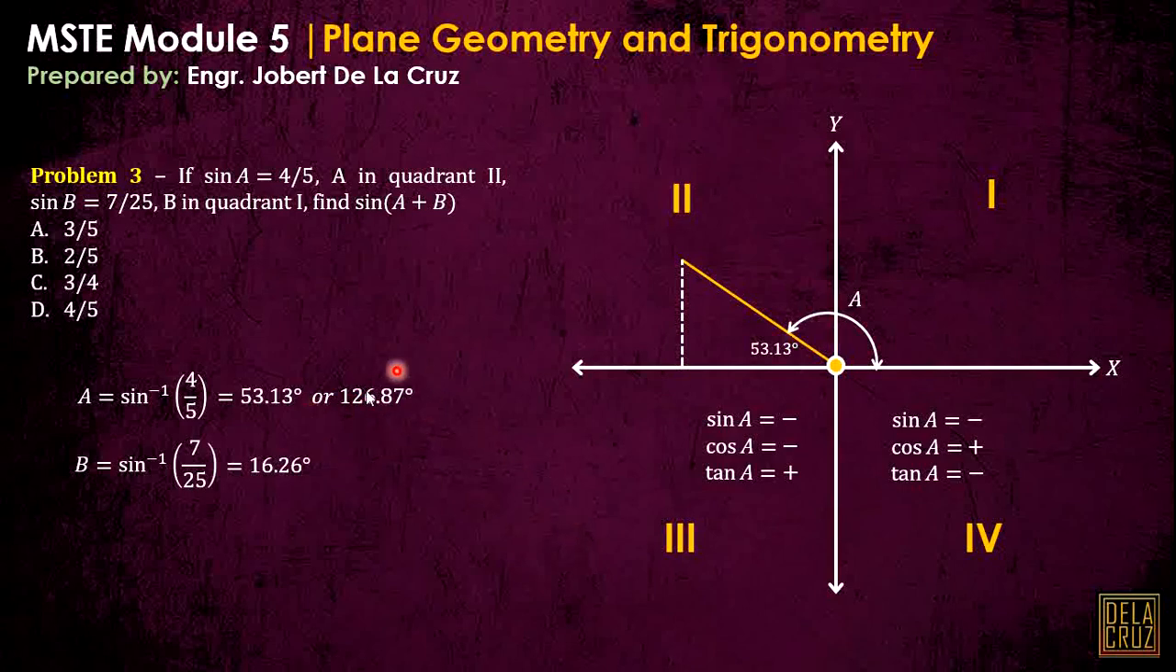So, ito yung gagamitin natin na A in sine of A plus B. Okay, so by doing that, it will give us 3/5. Okay? So, this is the answer. I hope you understand this one.